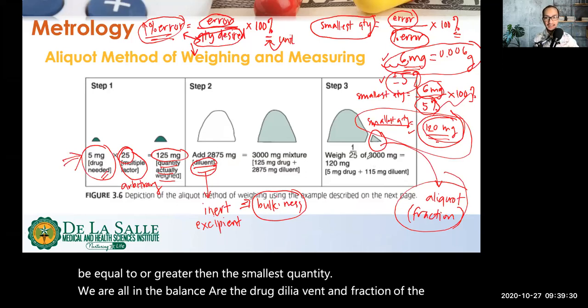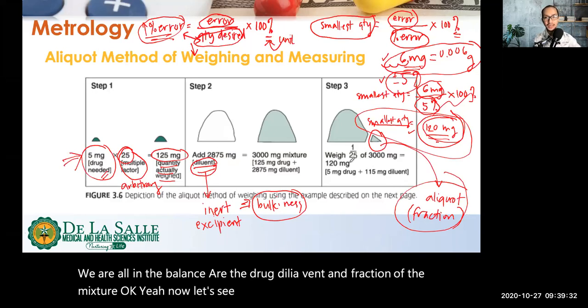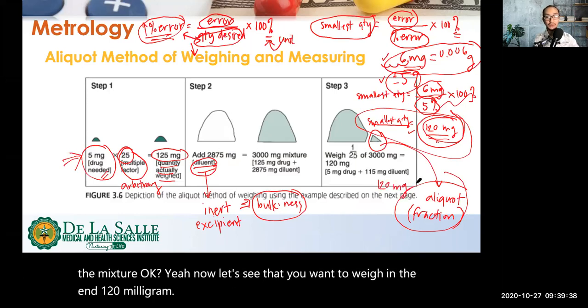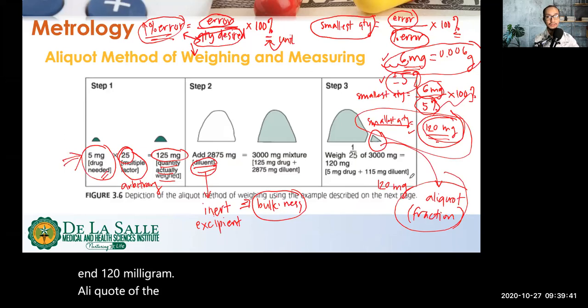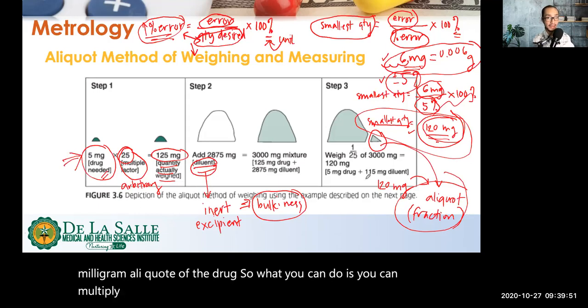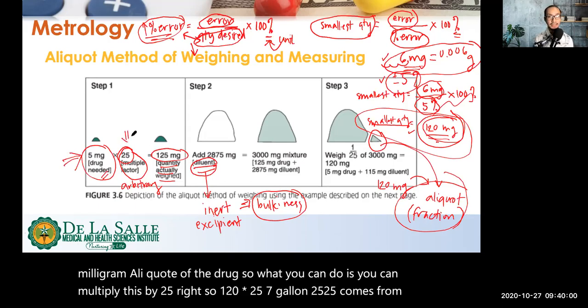Okay? Ayan. Now let's say that you want to weigh in the end, no, a 120 milligram aliquot of the drug. Okay? So gusto mo mag-weigh ng 120 milligram aliquot of the drug. Okay? So what you can do is you can multiply this by 25. Okay? So 120 times 25. Saan ang galing yung 25? The 25 comes from the factor or the multiple.